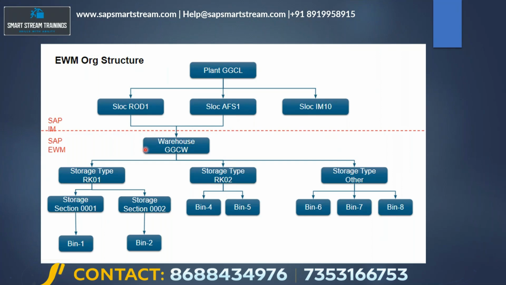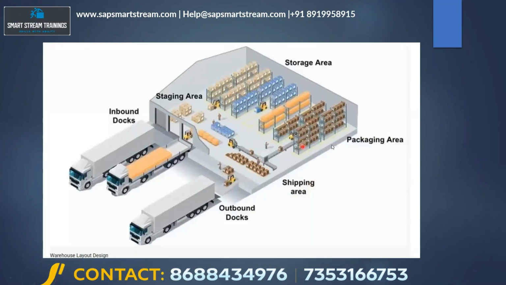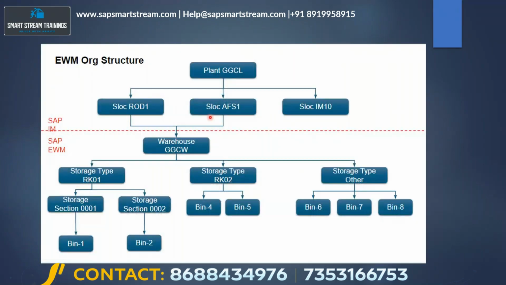Here in EWM, the warehouse is the highest level of the org structure. I will come back to the previous slide. This complete thing is the warehouse. Under the warehouse you have storage types. This is a storage type, this is a storage type, this is a storage type.